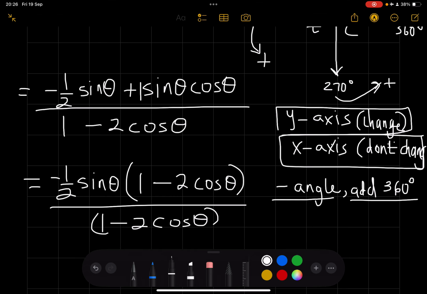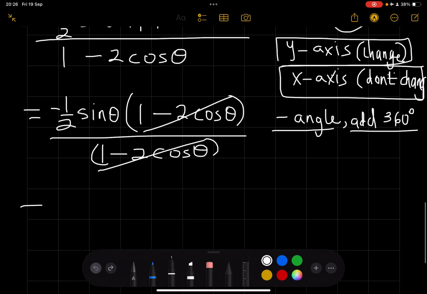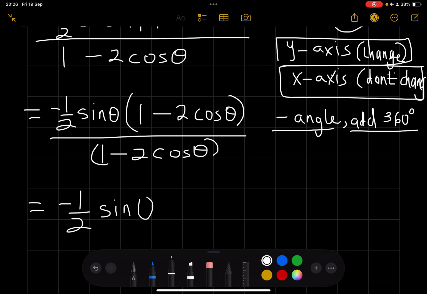And we can see, ladies and gents, that this and that will cancel. So our final answer, I don't like showing the cancelling so that my work remains neat, but I just cancel it in my brain. So that is the final reduced answer, ladies and gentlemen. Thank you very much.